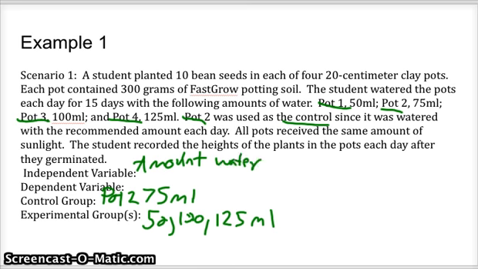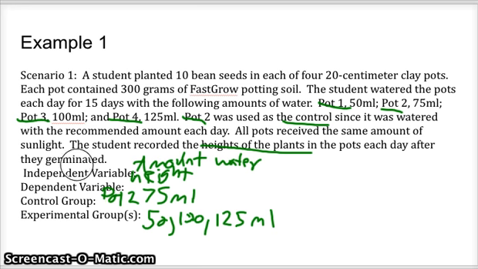And the dependent variable is what data we're going to collect. So all the pots received the same amount of sunlight. The student recorded the heights of the plants. All right, so the height is going to be the data, or what depends on the amount of water. The height of the plant is going to depend on the amount of water that we have. So that's the easiest way to do that. You can also just read the experiment, figure out what they change, then go back and do the groups. It doesn't really matter which way you do it.